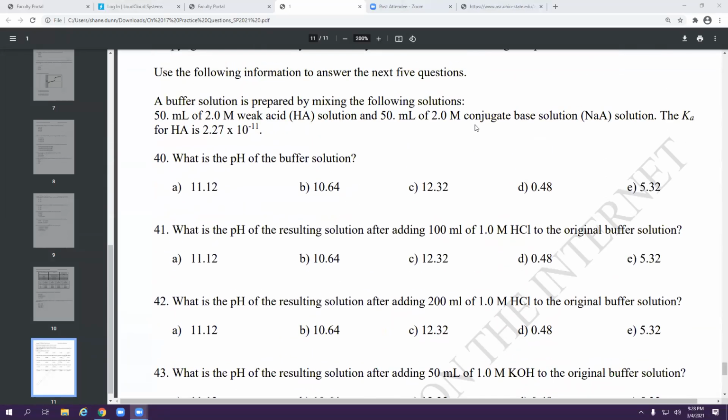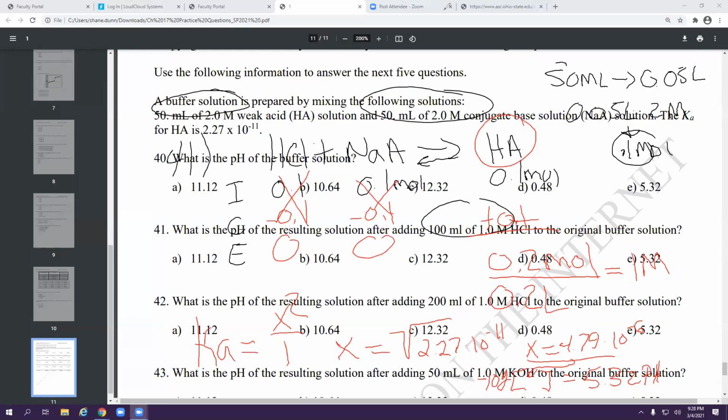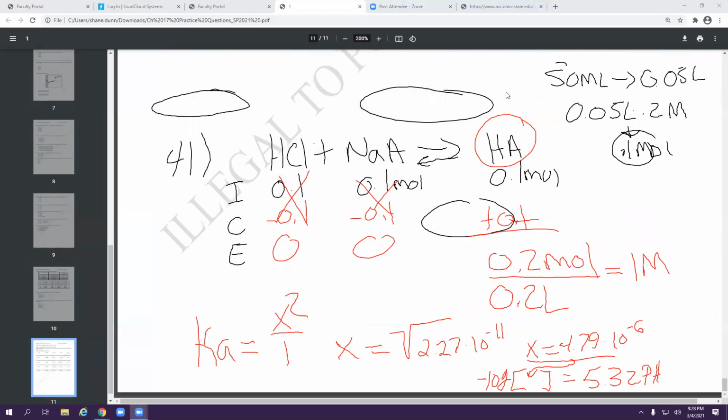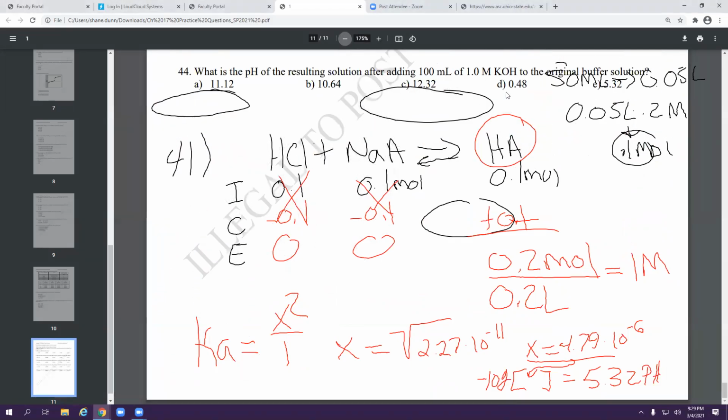So 41 is that guy. Hey, what's about 42? I have double the amount of my strong acid. Do you guys see that? So I'm gonna have what left over then? I should have strong acid left over, right? And if you do the math, I can show you real quick. Boom, scroll down here.